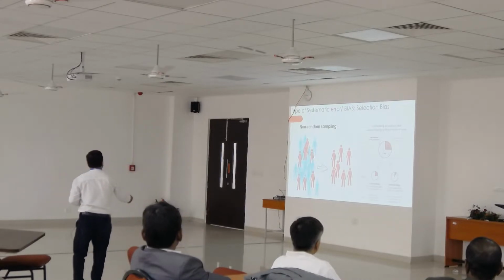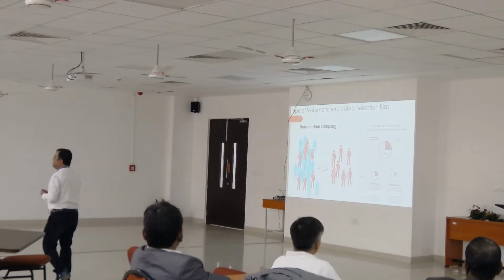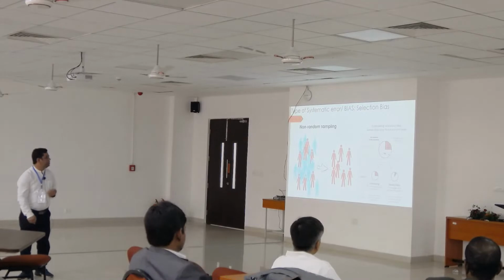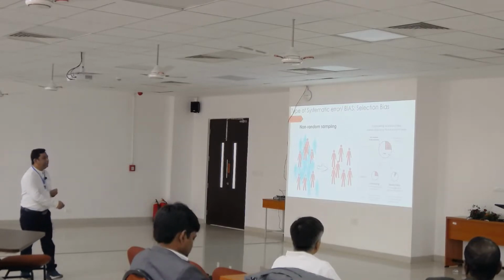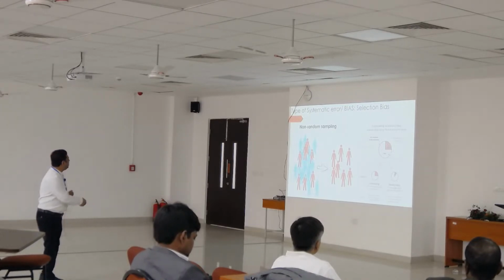So here there is a population and we selectively remove the red color person. There is one group of persons, so definitely their baseline characteristics differ from the population.